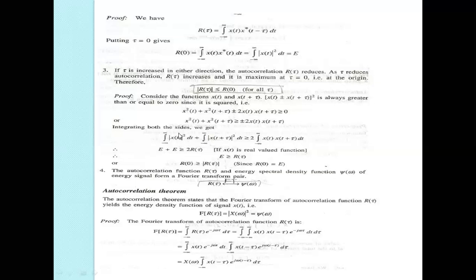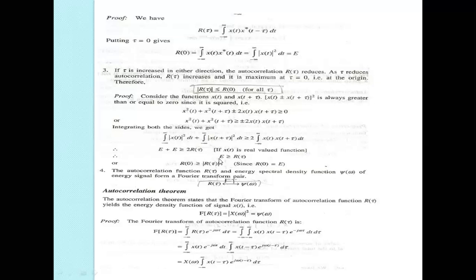So this is also the energy signal, and the second one is also the energy signal, my students. Because at tau equal to 0, definitely that becomes the energy signal. So E plus E is greater than or equal to, see, this is the autocorrelation equation, the integral from minus infinity to infinity of x of t x of t plus tau dt for the negative direction of tau, r of tau. If x of t is a real valued function, I'm not taking the complex here. Therefore, E plus E is 2E, and the 2 gets cancelled, so the energy E is greater than or equal to r of tau.